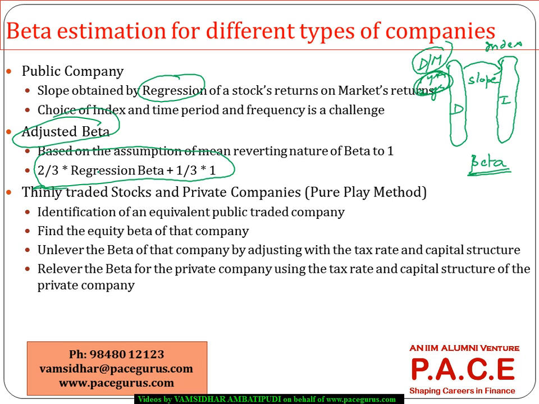But in case we are coming across a company which is not publicly listed, or which is thinly traded, though it is listed, the stocks of it are not traded that heavily. For those kinds of companies, if I have to find out the beta, we go one step further and use a method called the pure play method, wherein the process is like this. First, I identify an equivalent publicly traded company.